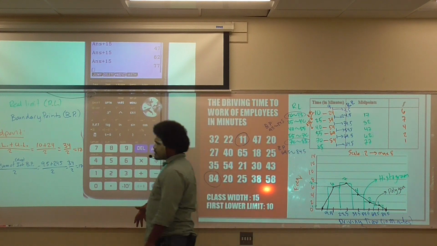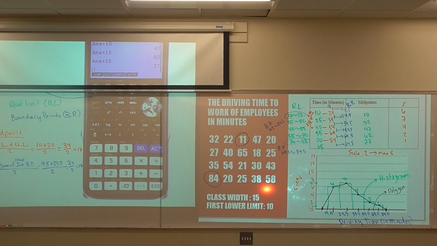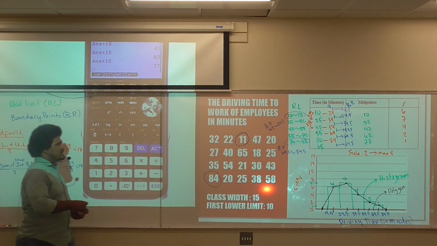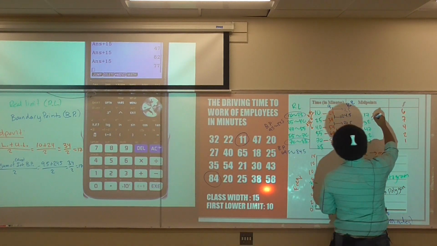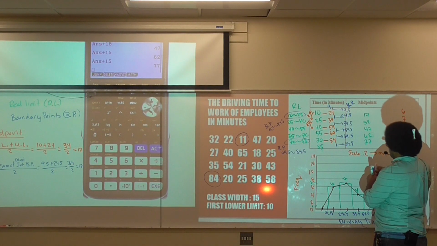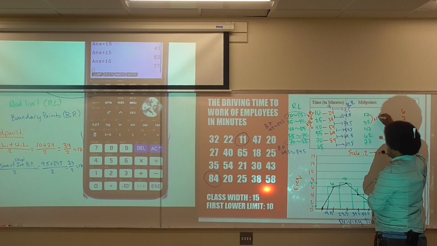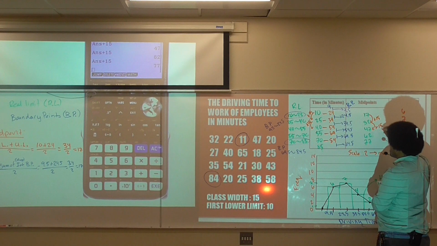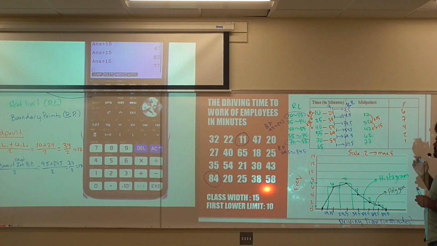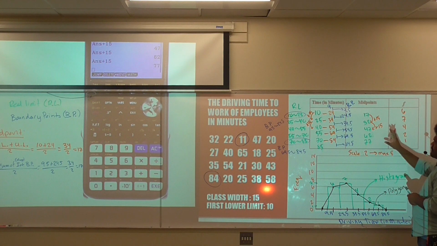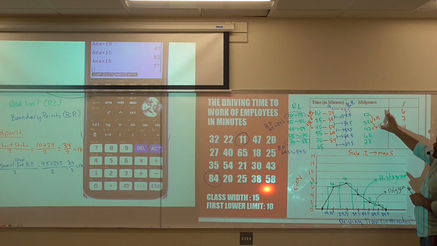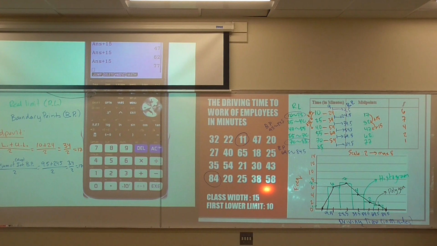And once again, I'll show you what we just did. All we did here was simply add 15 to get to the next one down. Plus 15 again to get to the next one down. That's all we did. So, therefore, we have the corresponding midpoints that go to the frequency that we have. Okay? But once again, that's not the only thing we want to do here.